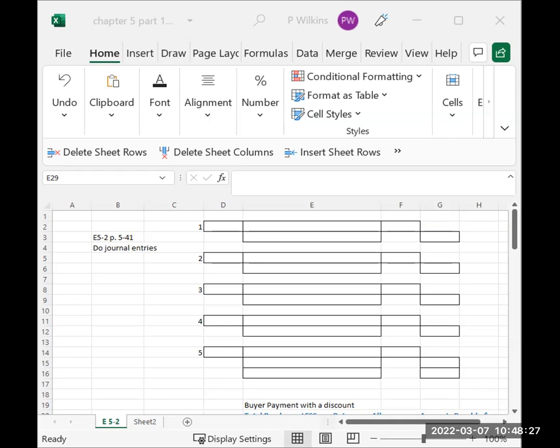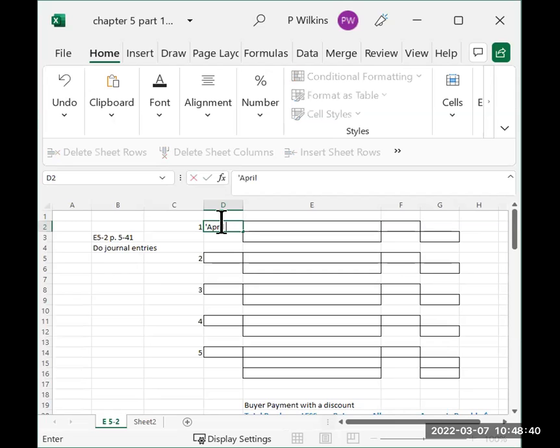So on April 5th, we purchased merchandise on account. So what do we get? Well, we got merchandise, and merchandise is inventory. Inventory is an asset. Assets have a debit balance, so we are going to debit inventory to show the purchase of the inventory. So this is April 5th, and we're going to debit inventory for the amount we purchased, which is $28,000.